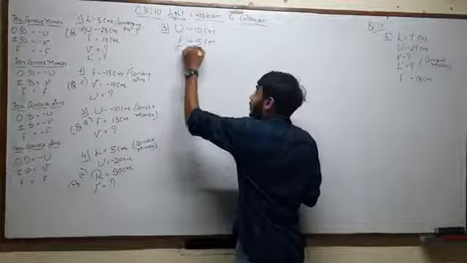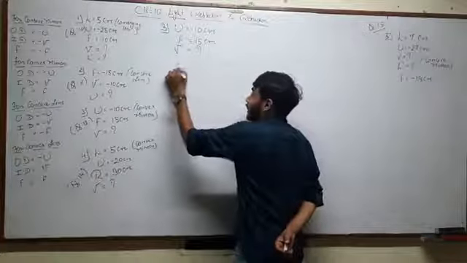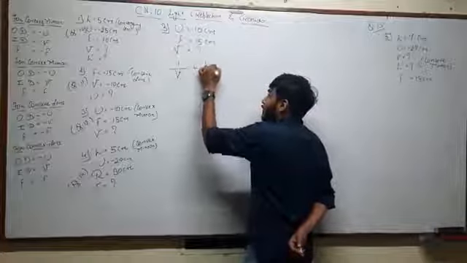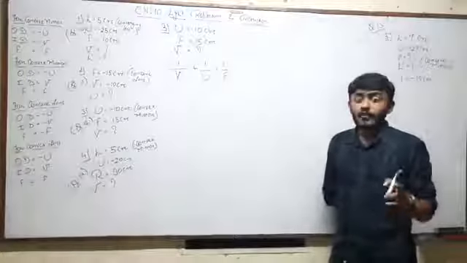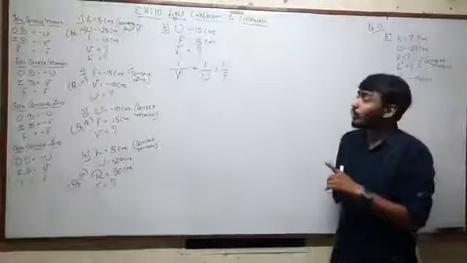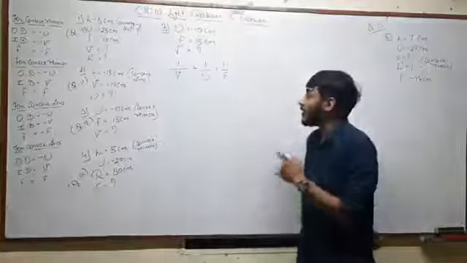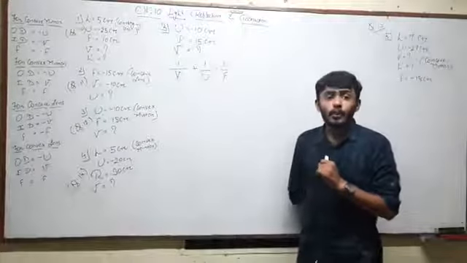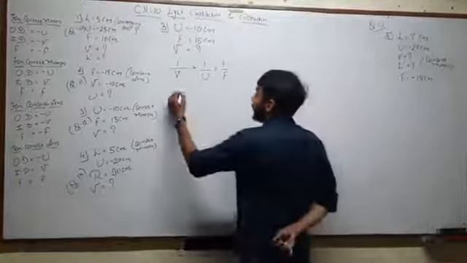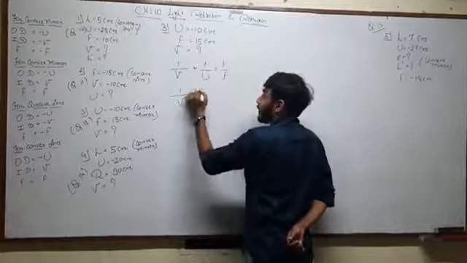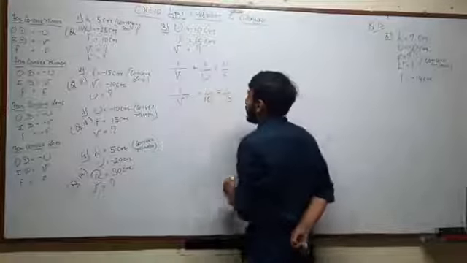Okay, and then v we need to find. So for a convex mirror, the formula changes. That will be 1 upon v plus 1 upon u is equal to 1 upon f. Fine, the first two sums we did were for the lens, and so we did 1 upon v minus 1 upon u is equal to 1 upon f, but just now we are having a mirror, and so we are writing 1 upon v plus 1 upon u is equal to 1 upon f. Substituting the values, 1 upon v minus 1 upon 10, because it is negative, and 1 upon 15.